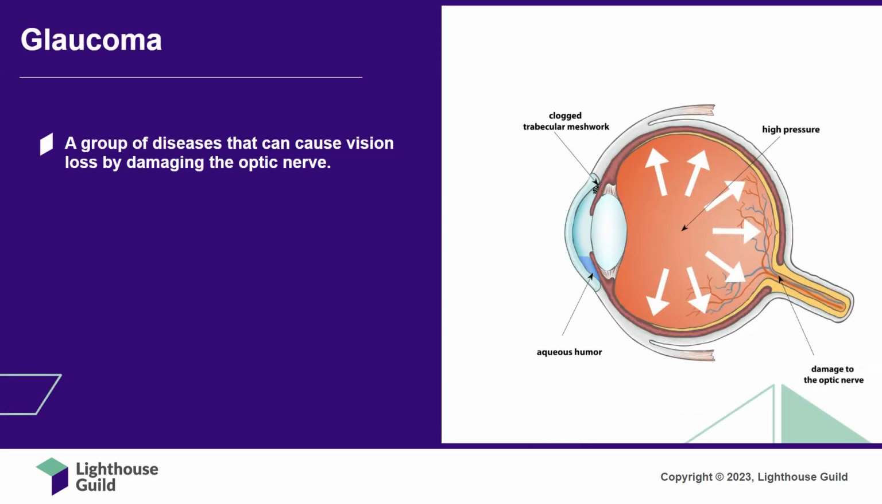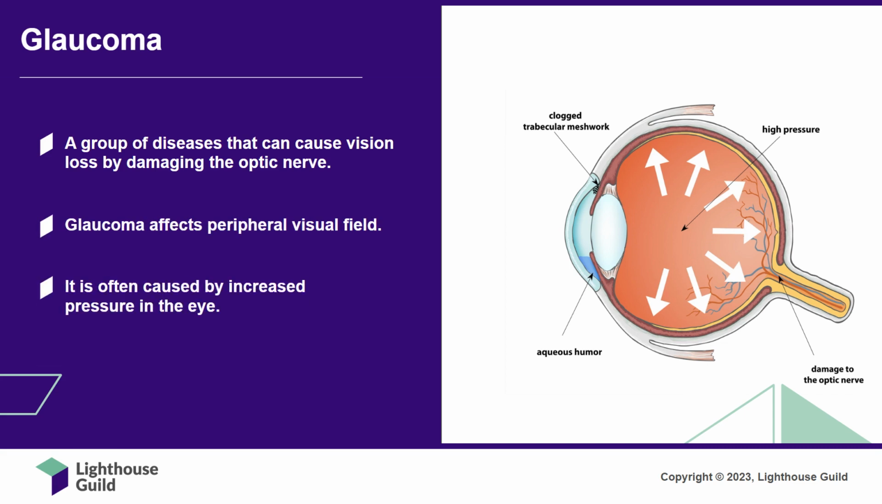Glaucoma refers to a group of diseases that can cause vision loss by damaging the optic nerve. It can occur in one or both eyes and typically affects the peripheral or overall side visual field. While glaucoma is often caused by increased pressure in the eye, it can occur without an increase in pressure or because of a congenital problem at birth.